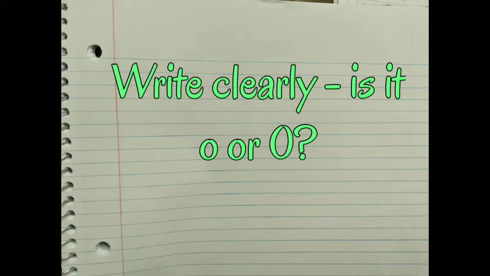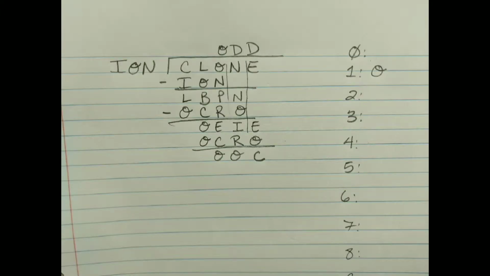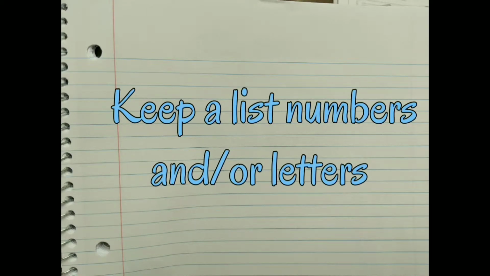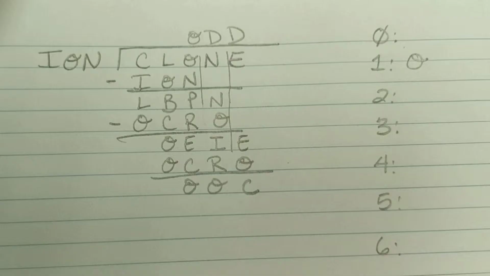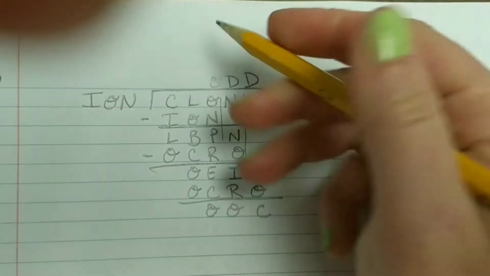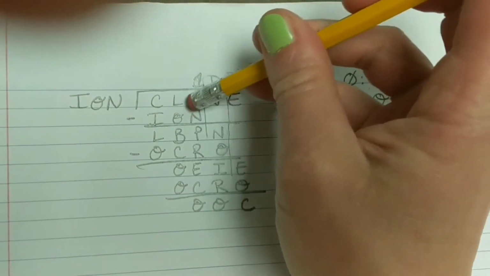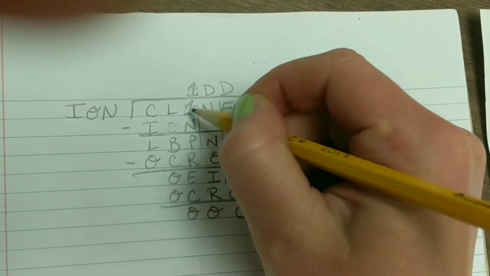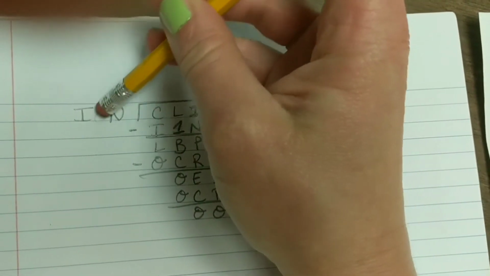Speaking of the letter O, a common mistake on these is that it's really easy to mix up the letter O with 0. So I make sure that I write them differently. My O's, I put a loop, and the zeros, I put a slash through. Another tip is I write the numbers and letters in a list on the side of the paper. That way I know which ones I've already solved for. As I figure out the letters, I go back to the problem, erase them, and replace them with the number. So here I'm going to go ahead and replace O with 1.